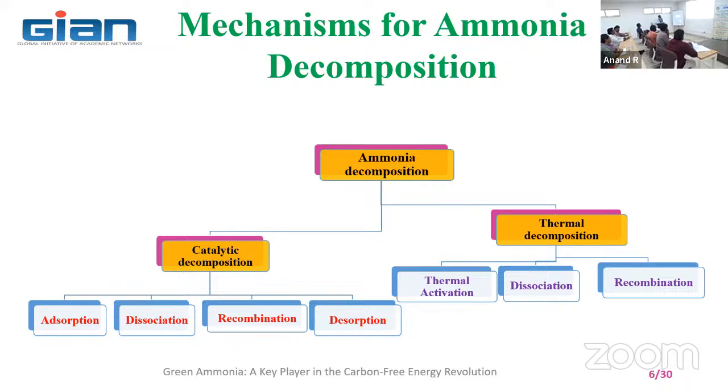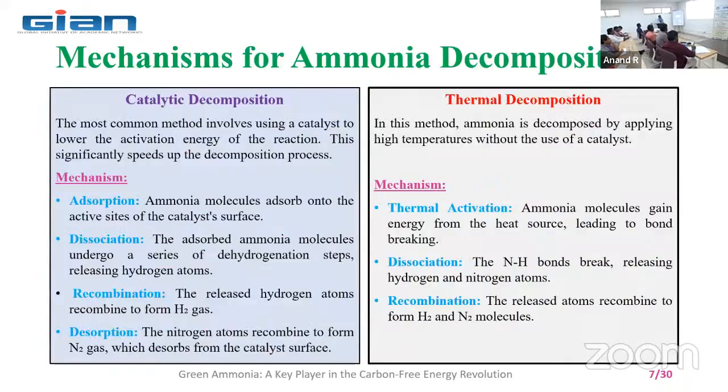So for thermal decomposition, as you know, you need to provide energy, because for every molecule you need some minimum energy to dissociate it, maybe around 100 to 200 kilojoules per mole, to break the ammonia. If you provide that heat, it is going to be dissociated into nitrogen and hydrogen. It is going to be combined again in the form of N2. Recombination means the molecular state, whereas dissociation means the atomic state.